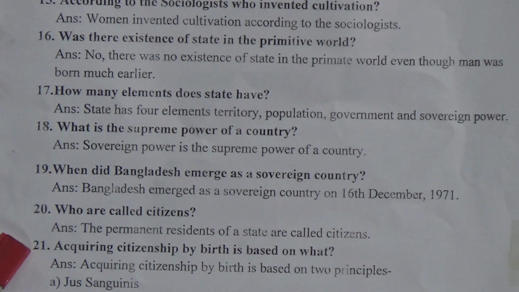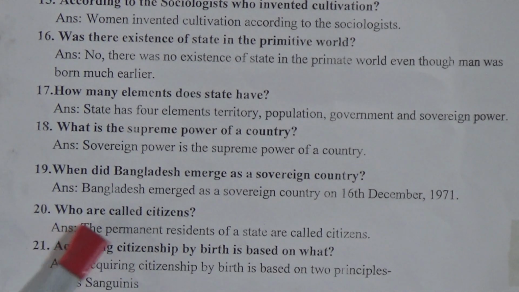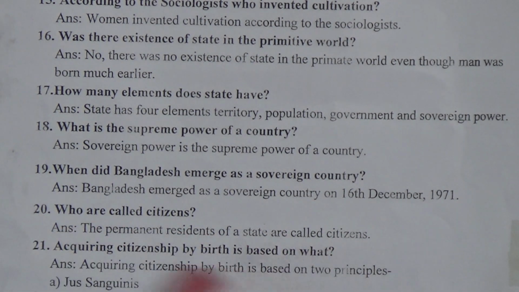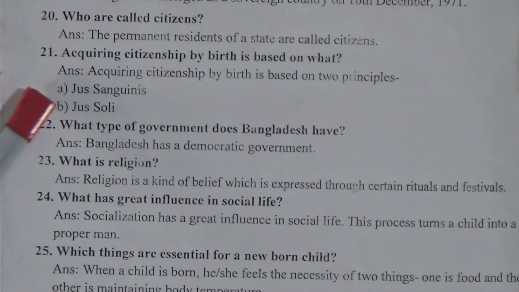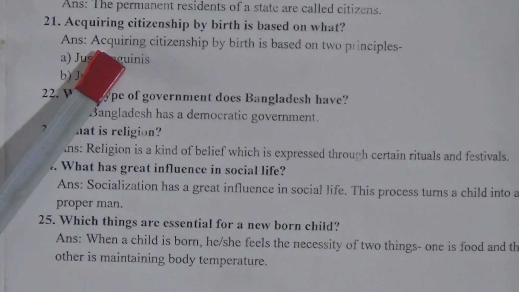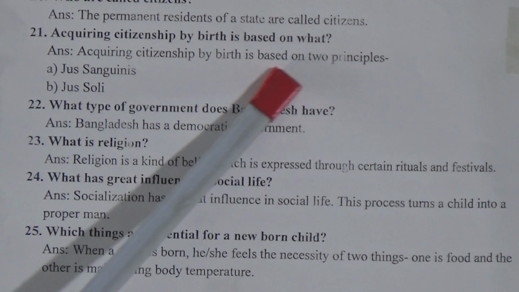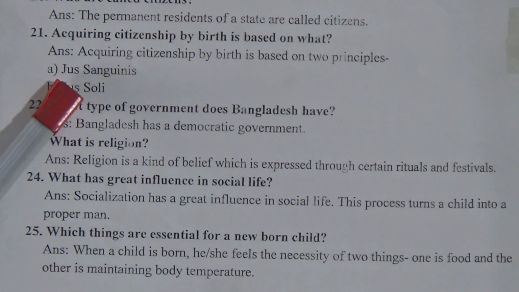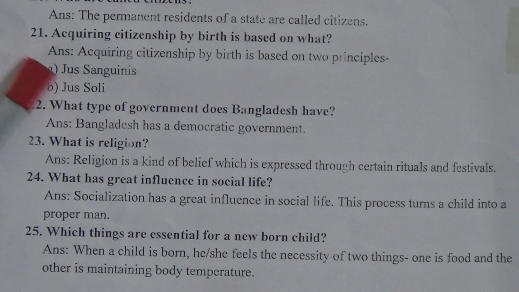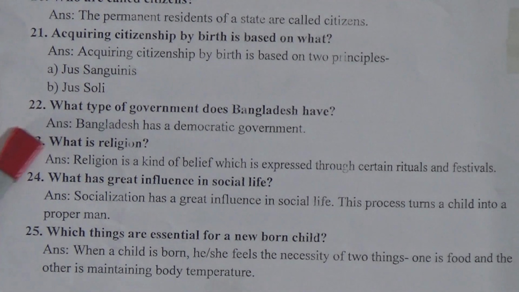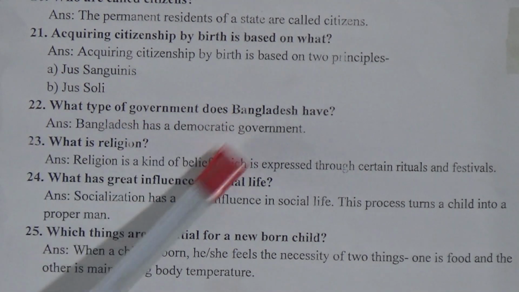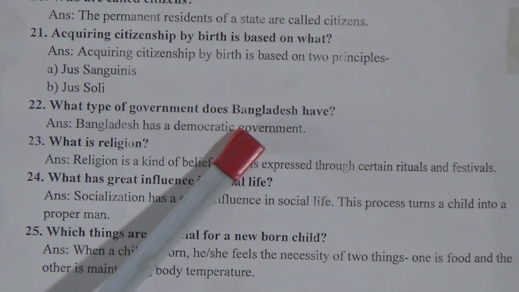Number 20, who are called citizens? The permanent residents of a state are called citizens. 21, acquiring citizenship by birth is based on what? Acquiring citizenship by birth is based on 2 principles: jus sanguinis and jus soli. What type of government does Bangladesh have? Bangladesh has the democratic government.